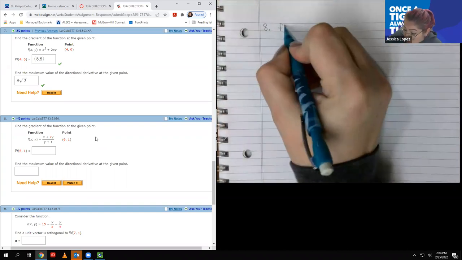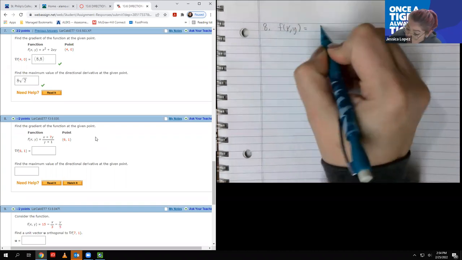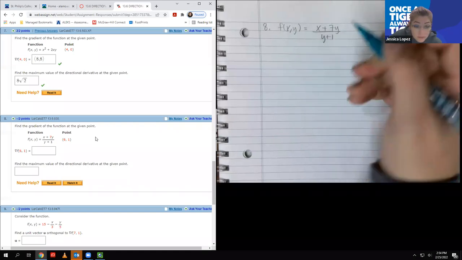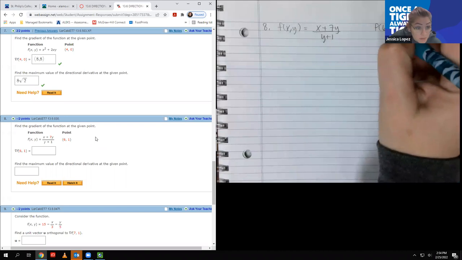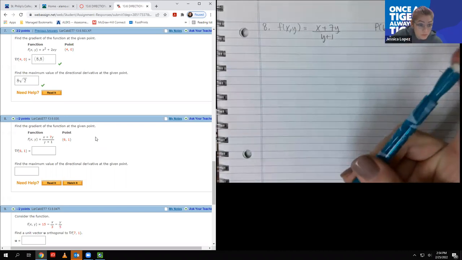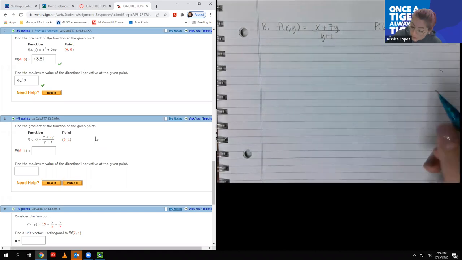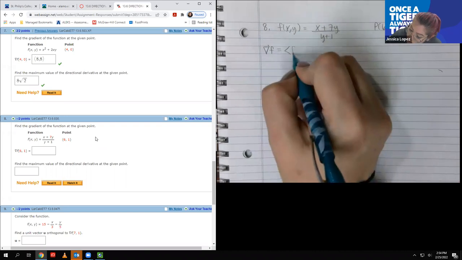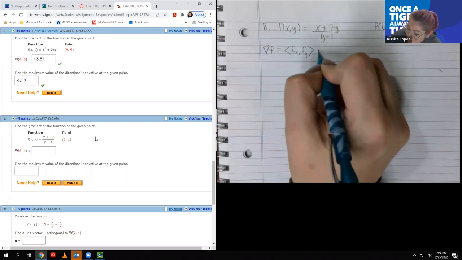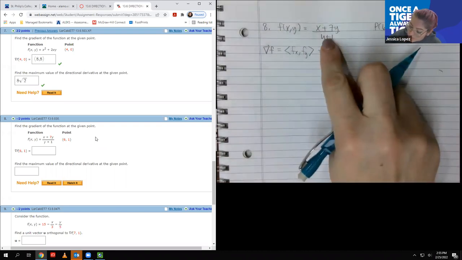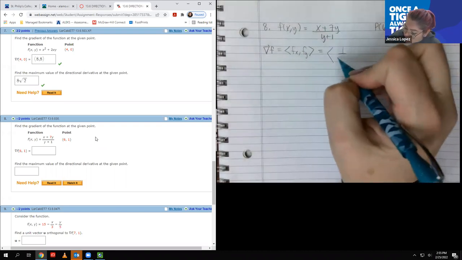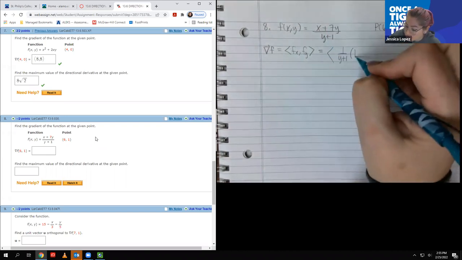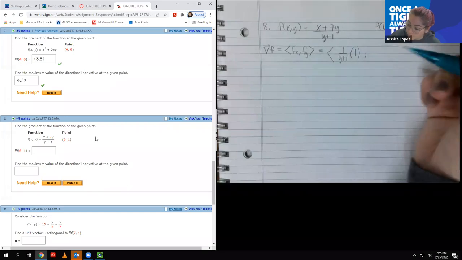So let's see, f of xy equals x plus 7y over y plus 1, and then my point is 6 comma 1. So we want the gradient and then the maximum value. Okay, so let's go ahead and find the gradient of f. That's just going to be fx comma fy. Now there's no x's down here, so 1 over y plus 1 acts like our constant multiplier. And then the derivative of x is 1, and the derivative of 7y is 0, okay?